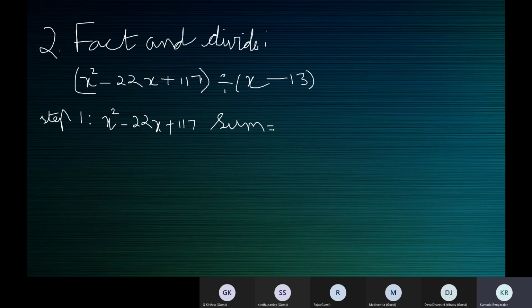Who can tell me the sum? Minus 22, ma'am. And what's the product? 117, ma'am. And what are the two numbers? Minus 13x and minus 9x, ma'am.